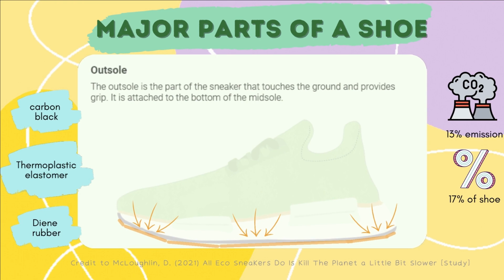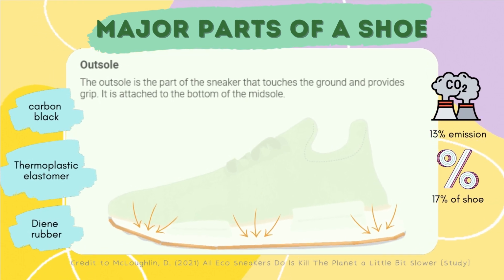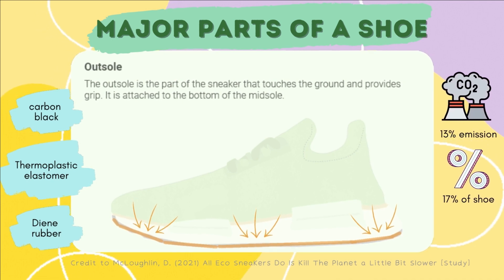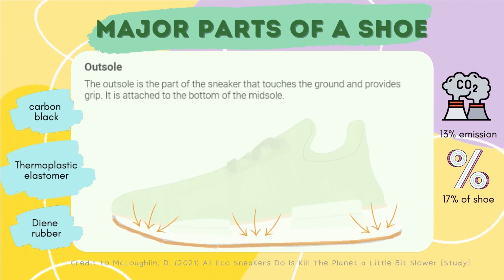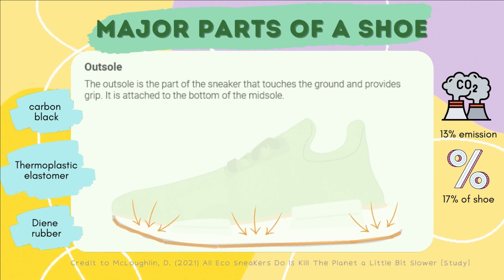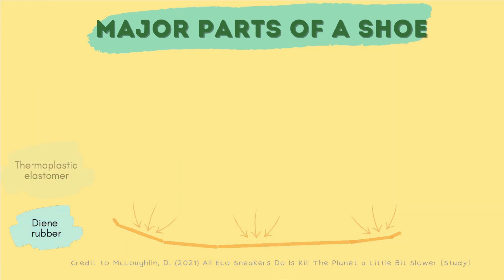Moving on to the outsole part. It is the part of the sneaker that touches the ground and provides grip. They are usually made up of carbon black, thermoplastic elastomer, and DIN rubber. It covers about 17% of the shoe, and the production of the outsole part contributes to 13% of carbon emission.